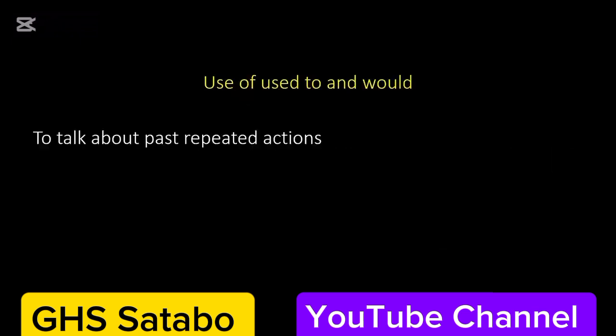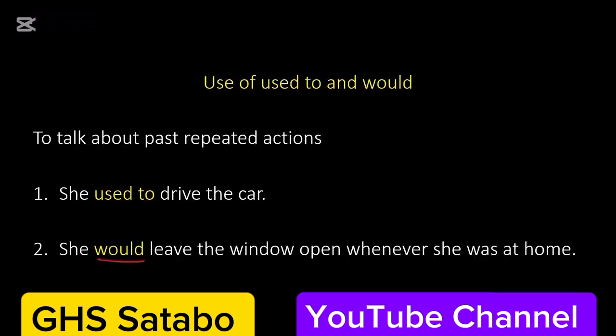So, used to or would is used to talk about past repeated actions. She used to drive the car. She would leave the window open whenever she was at home. That means she's not doing it right now and she was doing it regularly every day in the past.